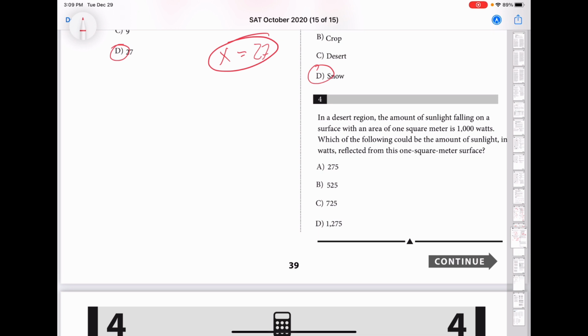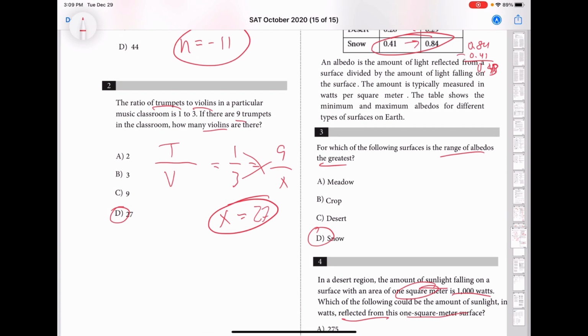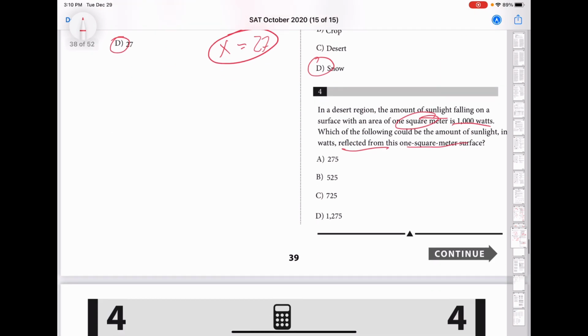In the desert region, the amount of sunlight falling on the surface of an area of 1 square meter is 1,000 watts. Which of the following could be the amount of sunlight in watts reflected on the 1 square meter surface? So we need to look at the equation here. Albedo is the amount of reflected divided by the amount of light falling. So for number 4, we should say reflected over falling gives you albedo.